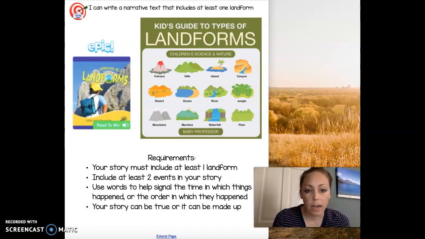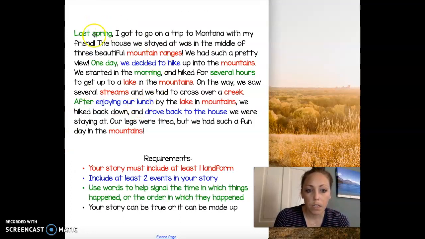Okay, so I have an example for you. So up here on top is my story, and then down here on the bottom, I just copied the requirements from the last page, but I colored them so that you could see how I included them in my story. So first I'm going to read you my story. It's actually a true story. So like I said, you can make it true, something that you've actually done, or you can get really creative and use your imagination. So here's my story.